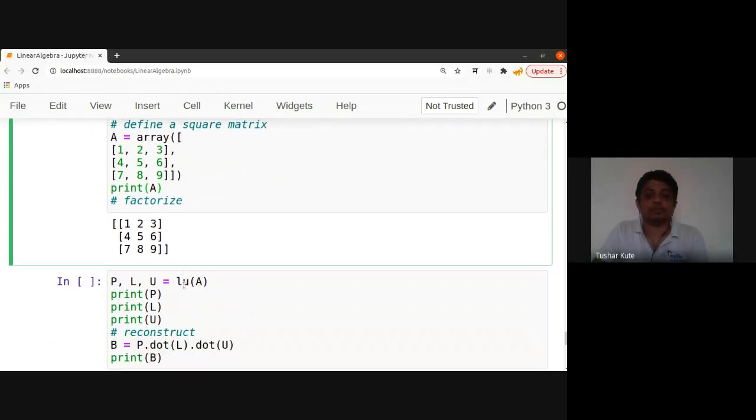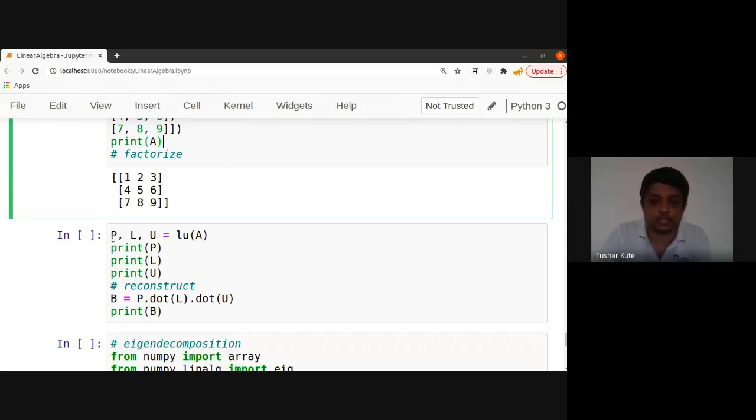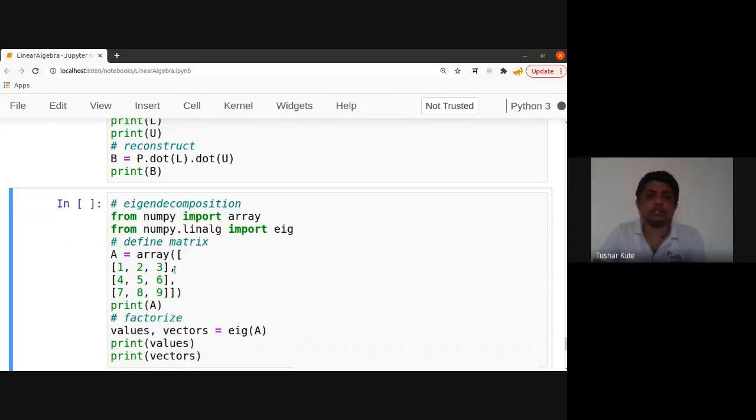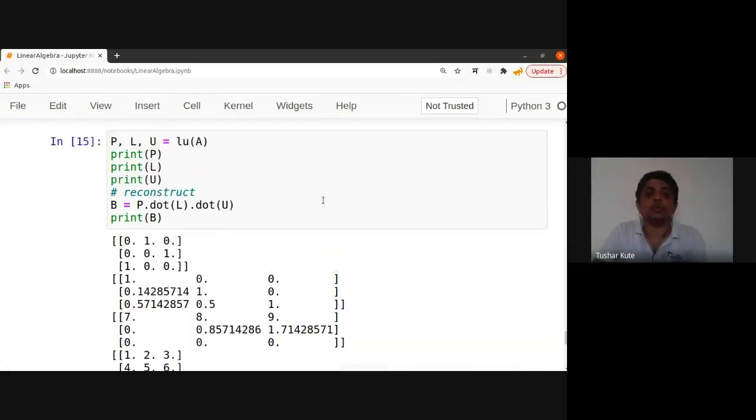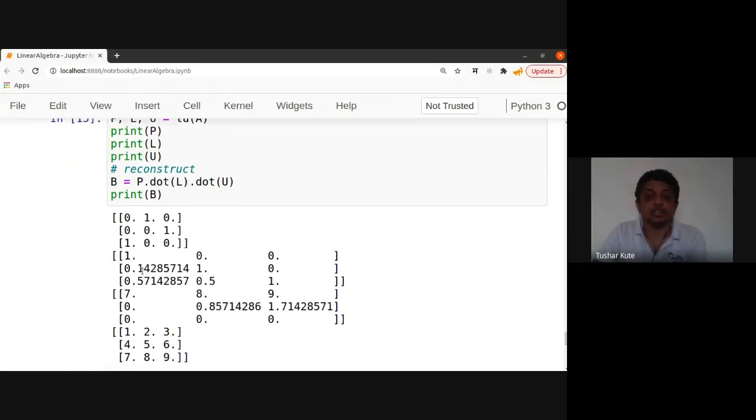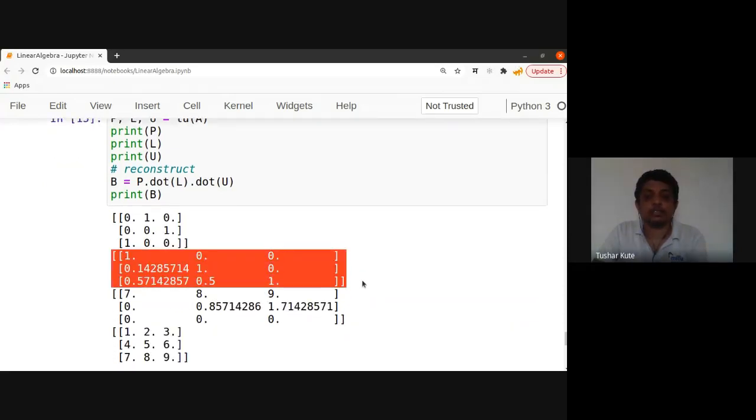Now to factorize it, I'll use this PLU. The sequence is different here. First P, then L, and then U is taken. So LU of A, when you write LU of the square matrix, will return P, L, and U separately. It's a direct function, so you can directly perform this factorization. You can see here the first is P, then L is printed, the lower part, and this is the upper.